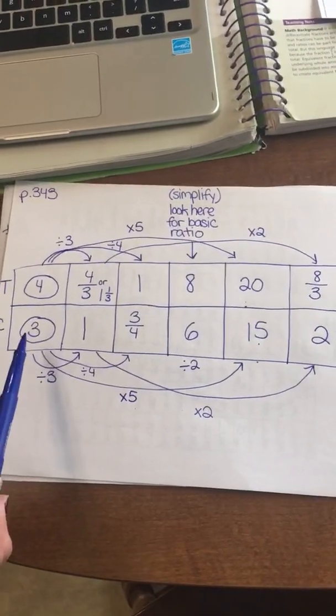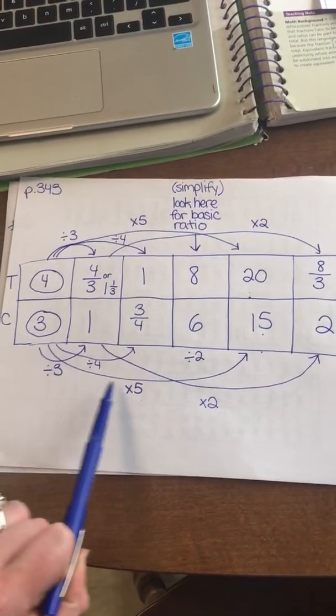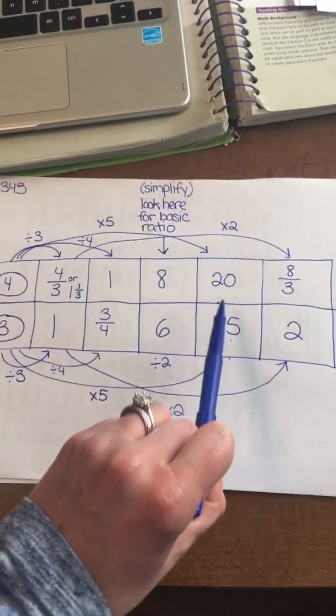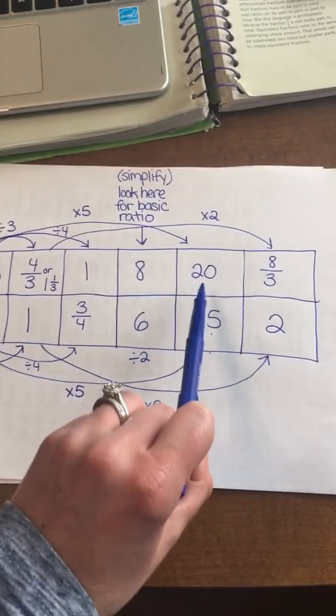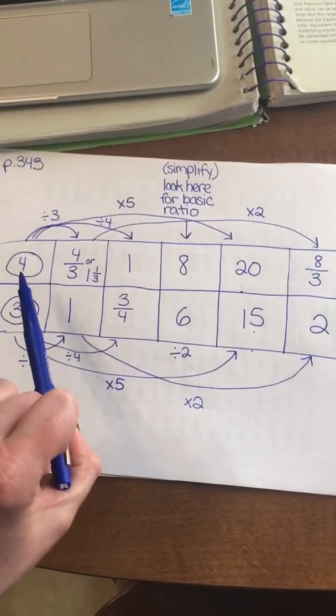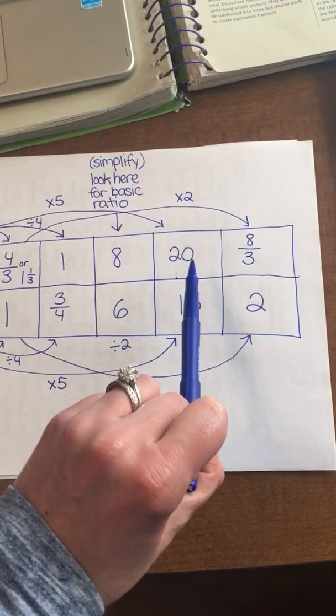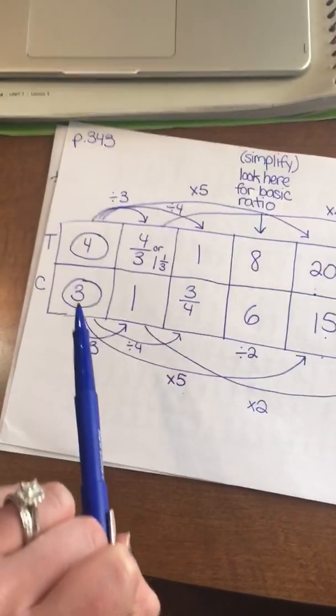So you'll see that right away I saw 3 times 5 equals 15. So in order to do the one right above it, we would use my basic ratio. 4 times 5 is going to leave us with 20. You could go back here.